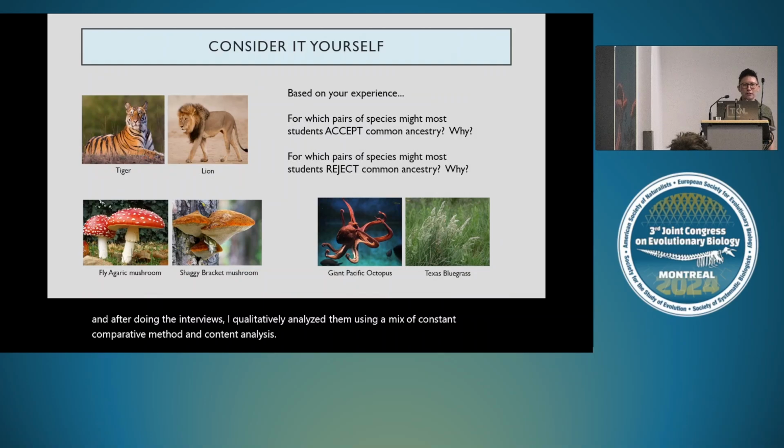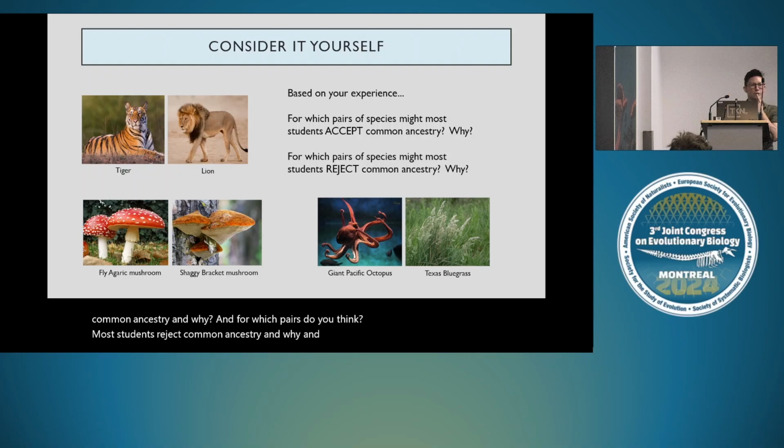So, before we head into the results, I want you all to take a moment to think to yourself and then maybe chat with a neighbor. Based on your experience, say teaching biology or TAing biology, of these three example species from the interviews, for which pairs do you think most students accept common ancestry and why? And for which pairs do you think most students reject common ancestry and why?